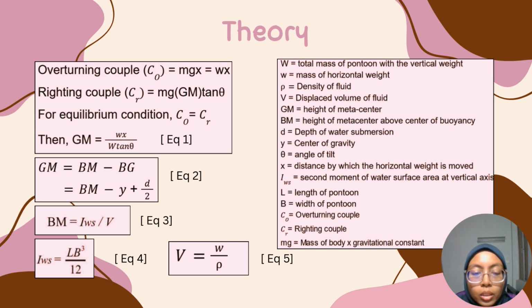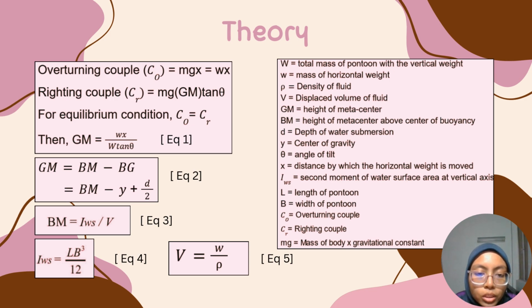For the assumption of the equilibrium condition, C0 will be equal to CR. And then we will get the final equation, which is the metacentric height, GM, equal to Wx divided by W tan theta. And for equation 2, metacentric height is defined as BM, which is the height of the metacenter above the center of buoyancy, minus BG, which is the distance between the center of buoyancy and also the center of gravity. And then we substitute the value of BG, it will form y plus d over 2. Y is the center of gravity, while d is the depth of water submersion.